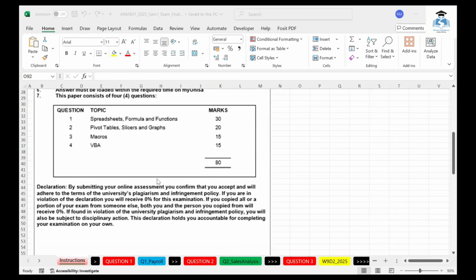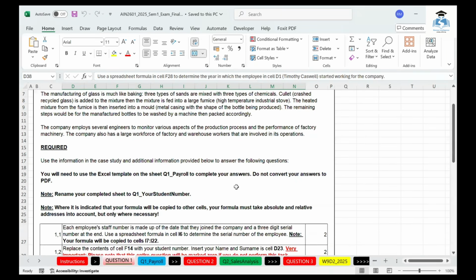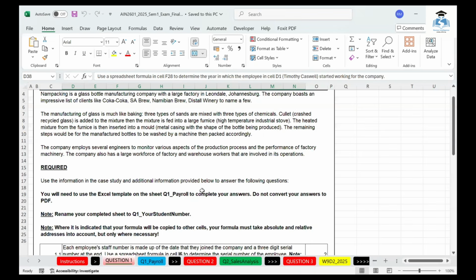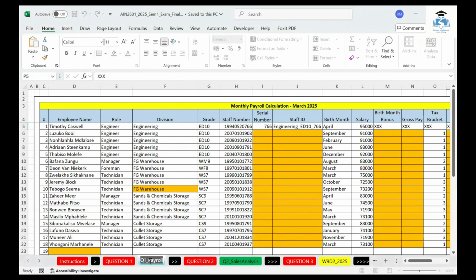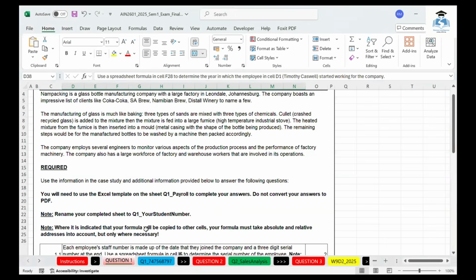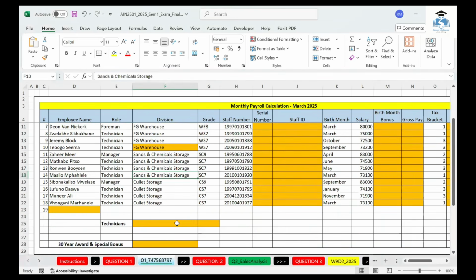Okay, the instructions are the same. Let's go to question 1. All right, that time what we didn't do was to just rename here. You right click, then you click on rename, then you put your student number here. 747568797. Remember they said after you are done with question 1, then you have to rename it to Q1, your student number. So pay attention to that as well.